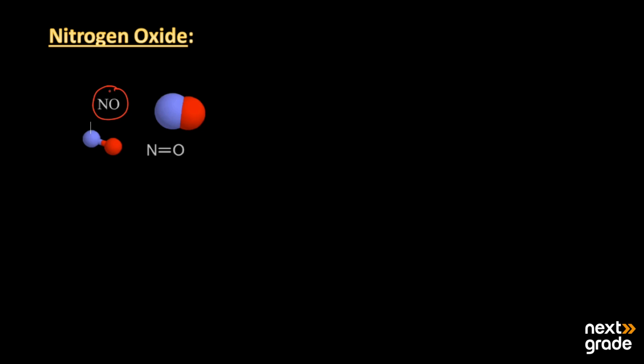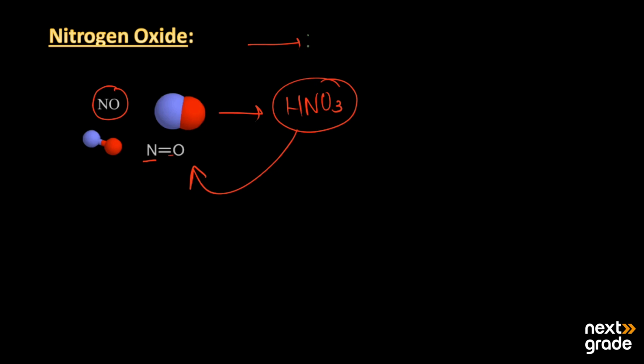That nitrogen oxide is one in which the nitrogen has a double bond with the oxygen, and it can easily be prepared by the action of nitric acid, which is HNO3. From HNO3 it can be easily prepared by a simple method. On the other hand, nitrogen oxide is also called nitric oxide.